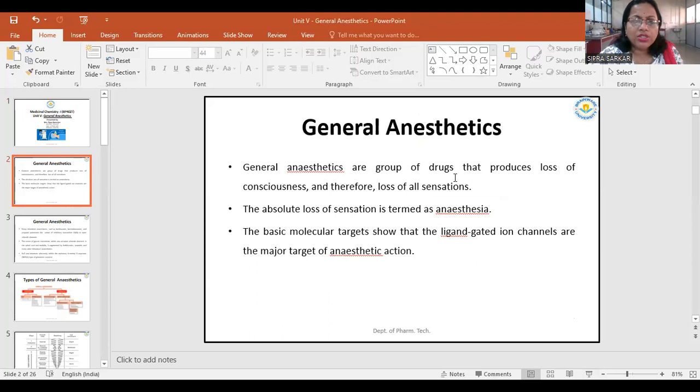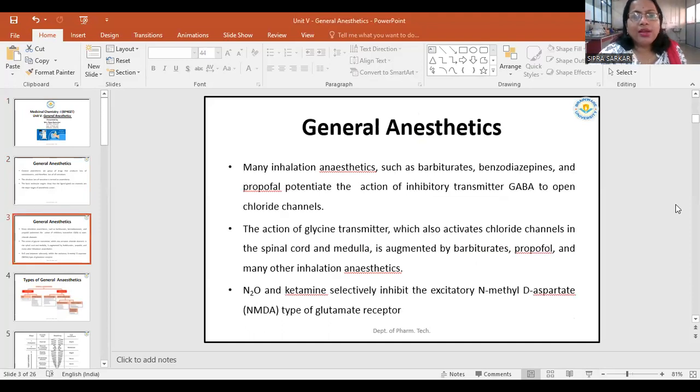Now, just going to discuss the general anesthetics. Many inhalational anesthetics such as barbiturate, benzodiazepine, and propofol potentiate the action of the inhibitory transmitter GABA to open chloride channels. There are different ion channels or receptors present in our cell. One is the GABA receptor, gamma aminobutyric acid, which acts on the chloride channels. As a result, anesthesia will be produced.